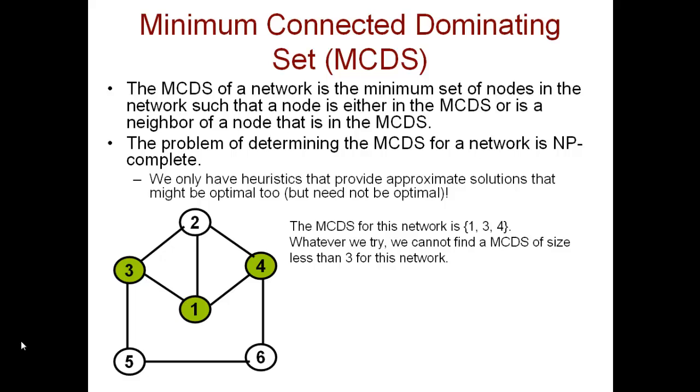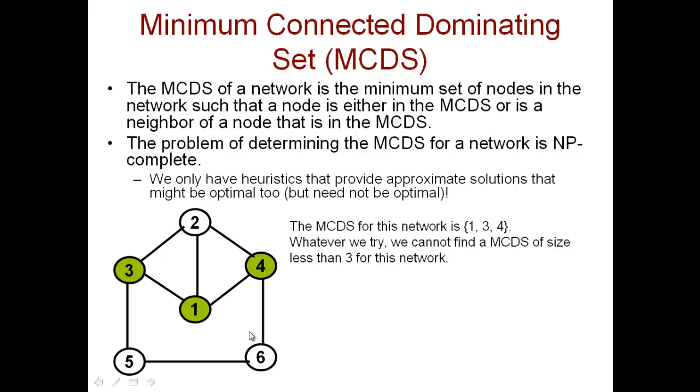It's a set of nodes such that for any node in the network, a node is either in the MCDS or is connected to a node in the MCDS. Okay. So for example, for this network, we can say 1, 3, 4 will form an MCDS because for every other node, at least one of the neighbor nodes is in the MCDS.